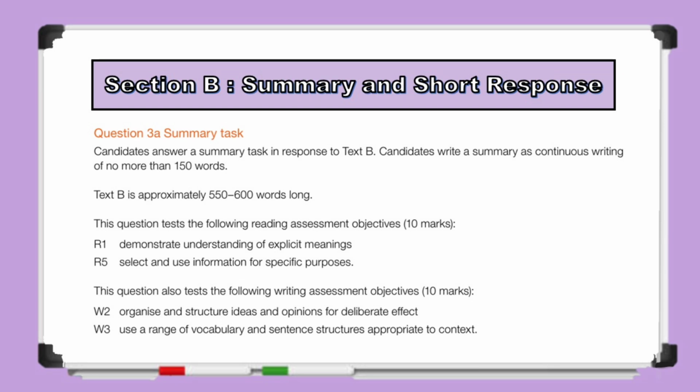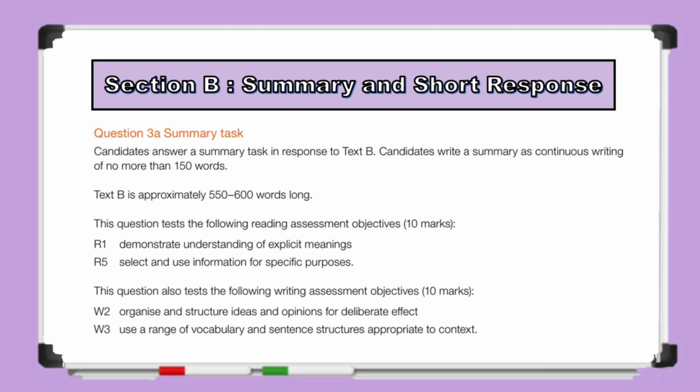Before we learn how to answer the question, let's first understand what the Cambridge syllabus says about this section. According to the syllabus, question 3A is the summary task. In this question, you will write a summary based on text B. Your summary must be written as one continuous piece of writing and should contain no more than 150 words. Text B is usually around 550 to 600 words long, but remember, you are not expected to summarize the entire passage. Instead, you will only summarize the specific information mentioned in the question.